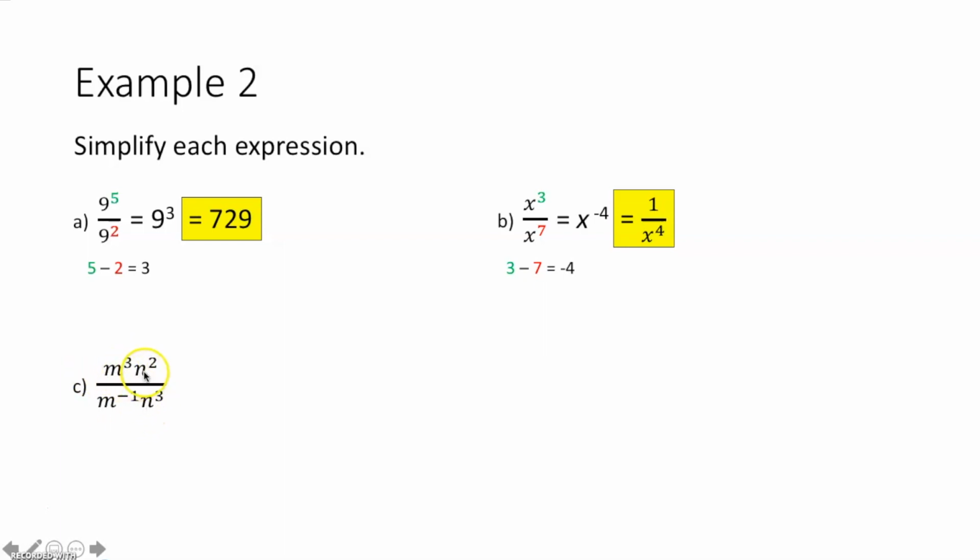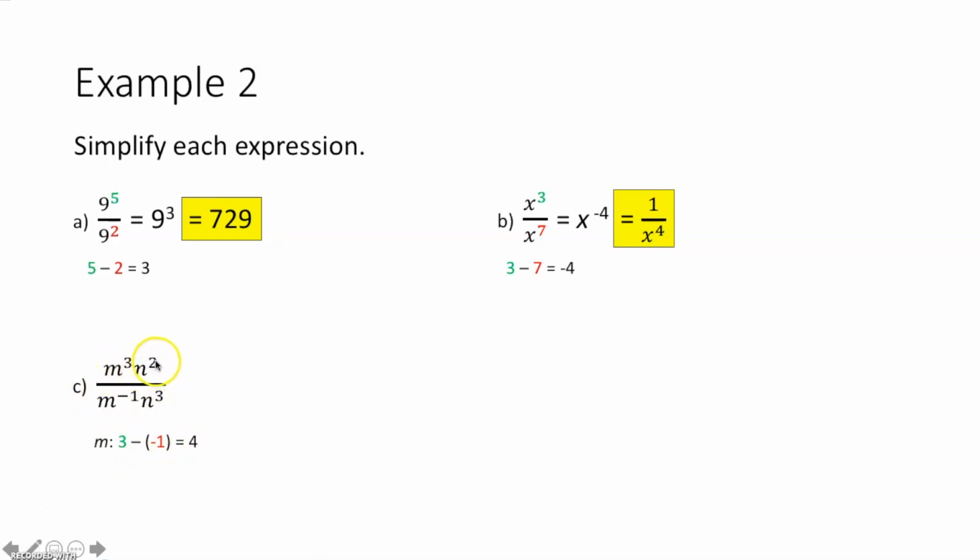Because we have an m and an n, and an m and an n, that means that you cannot multiply these two together and combine them into one thing, right? Because they're different bases. So what we do instead is we divide each variable separately. So we have m to the 3rd over m to the negative 1st. When you divide like bases, you subtract the exponent. So what's 3 minus negative 1? That's going to be the same thing as 3 plus positive 1, which is 4. So this becomes m to the 4th.